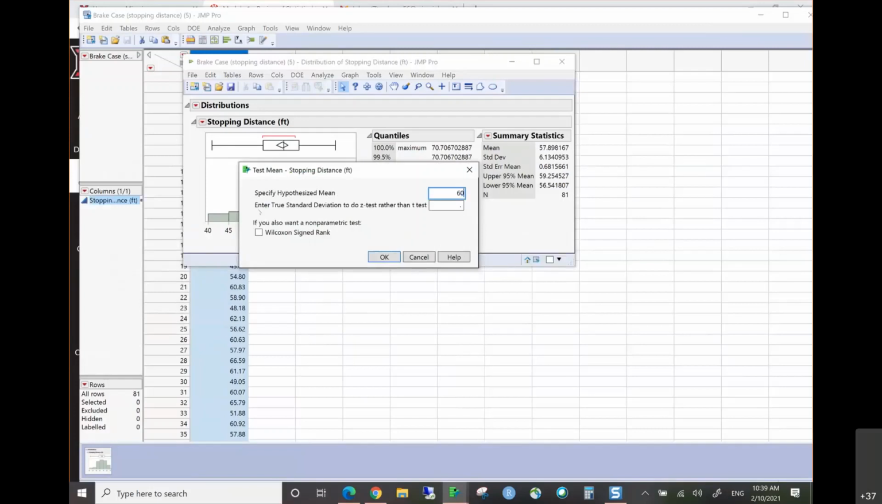Next, enter the true standard deviation to do the z-test rather than the t-test. So in this summary statistics table, this standard deviation is about this sample, right? So this is the sample standard deviation. But do you know the population standard deviation in this case? Actually, no, right? So we just keep it blank. No entry for the second one. Then just click OK.